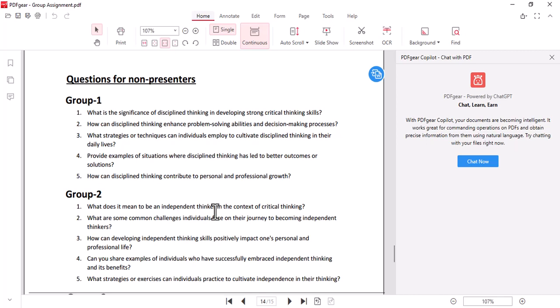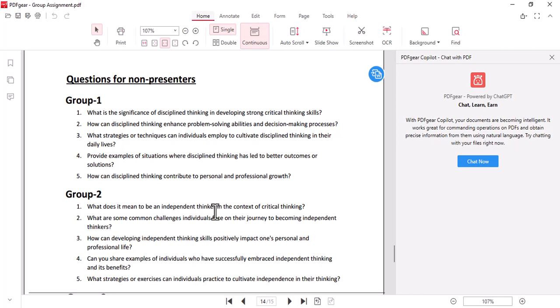What are the challenges in becoming an independent thinker? I think the challenge is responsibility, and we have the commitment to do new things in independent thinking, and the most crucial one is that the conversion from rote learning to independent critical thinking is huge, so that could be a little challenging for a normal person. Okay.